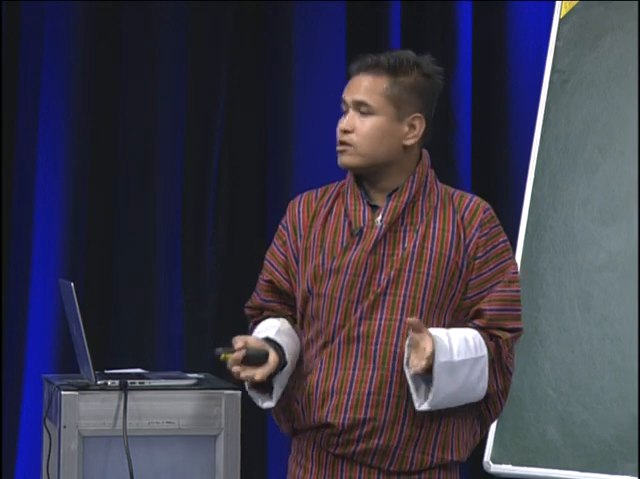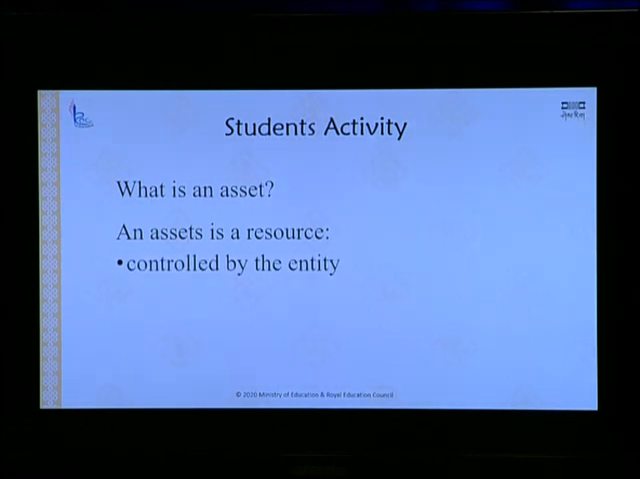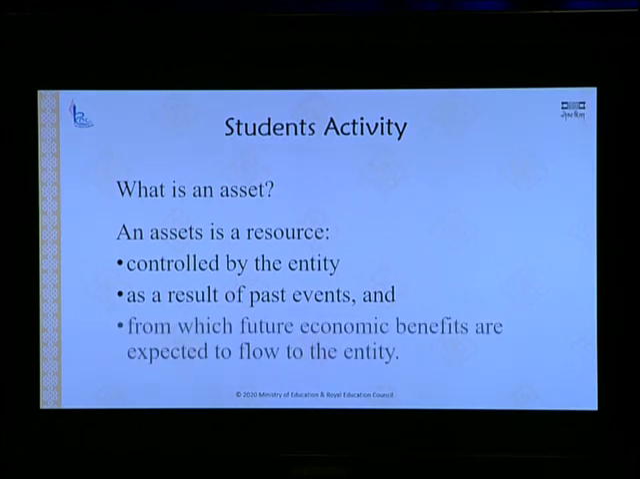So before going into the actual property, plant and equipment, let us try to recap what you have already learned in previous lesson. So the question that I would like to ask you all is, what is an asset? Excellent. An asset is a resource controlled by the entity as a result of past event and from which future economic benefits are expected to flow to the entity.